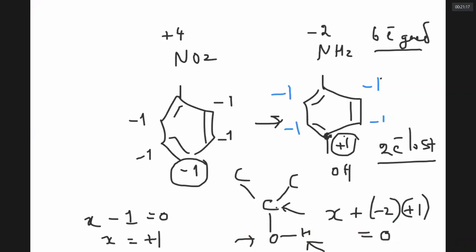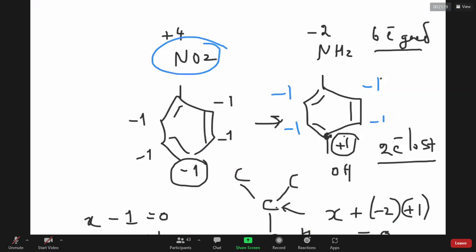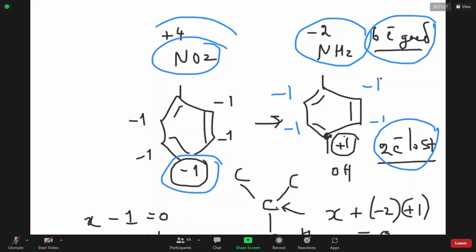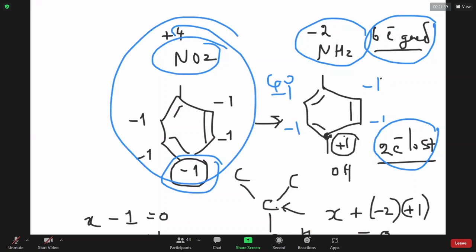But the oxidation number of nitrogen changes from +1 to -2. Oxidation number of carbon in the fourth position changes from -1 to +1. At the bottom 2 electrons are lost, at the top 6 electrons are gained. Overall number of electrons gained is 4. So when this compound gains 4 electrons, I get this product.